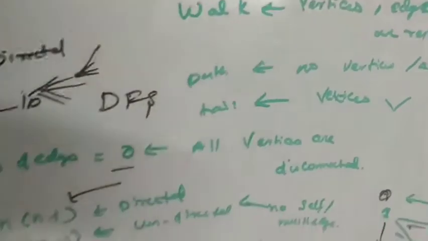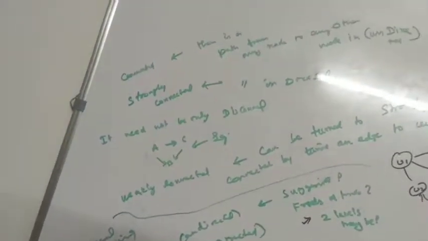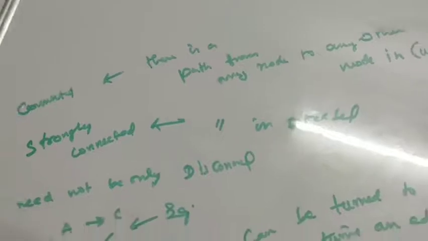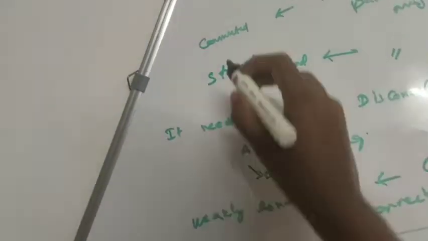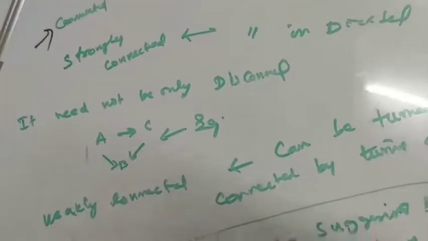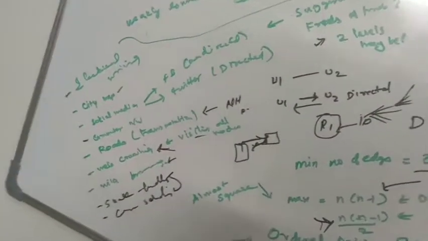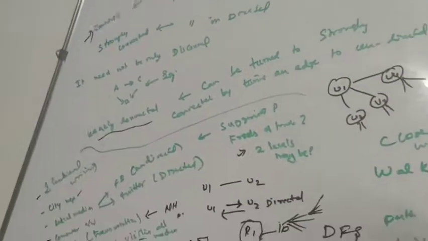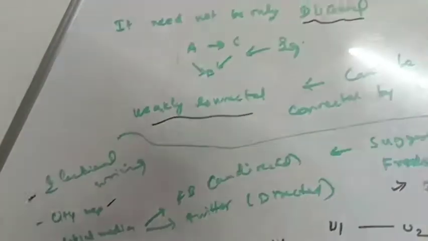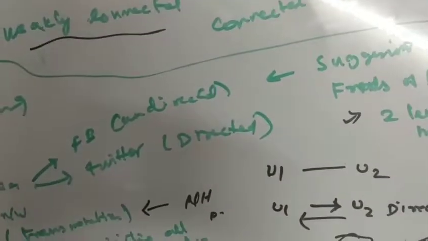Other things are not as important for interviews. They have something like connectivity. So if a graph has a path from any node to any other node in the graph, and it is an undirected graph, it is called a connected graph. So for undirected, we use just connected. For directed, we use the term strongly connected, which means again any node is reachable from any other node as a path. Then we have something called weakly connected: if by converting some of the edges to undirected you are able to have a path from any node to any other node, it is called weakly connected.